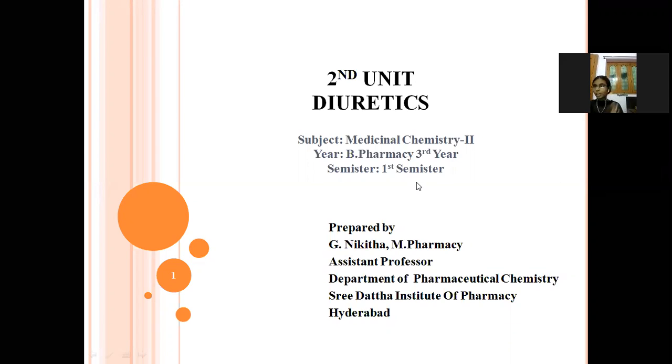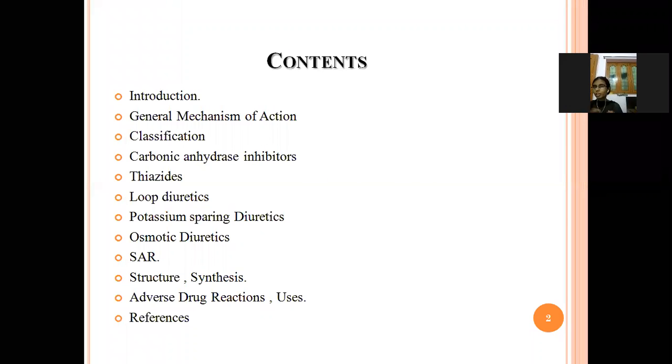So in the last class we discussed the classification of diuretics and the general mechanism of action. Today we will discuss the carbonic anhydrase inhibitors and what drugs come under them, their mechanism of action and structure activity relationship. And also the thiazides: what the thiazides are, what drugs come under them, the mechanism of action, and their structure activity relationship.